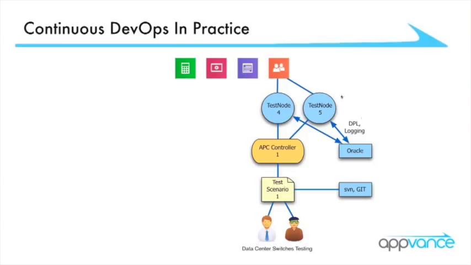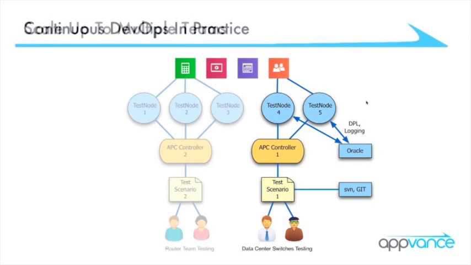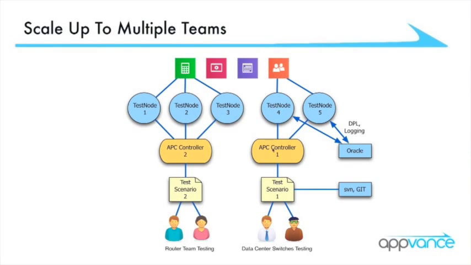The advantage of this kind of architecture for continuous DevOps is that you could easily have multiple teams operating within the same infrastructure. So the router team, for example, might also have a developer and a tester. They could be working on their own test scenario, also stored in Subversion or Git, and have their own controller in control of, say, 3 more test nodes.